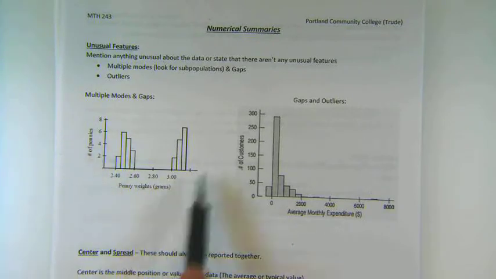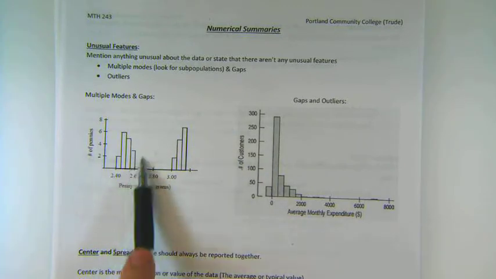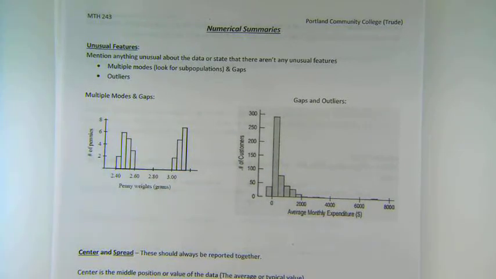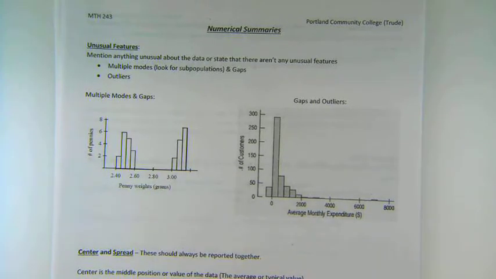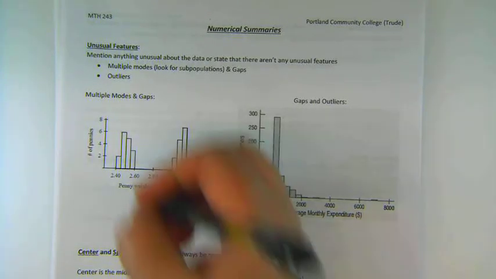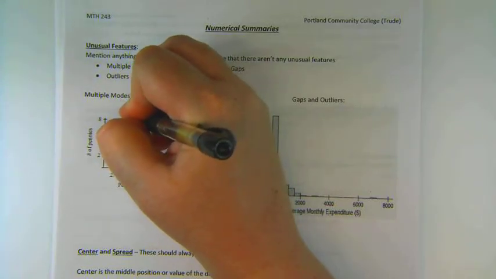So what they're measuring here are the weights of different pennies. So they collected some pennies and then they weighed them. And what this shows is that there's these two subgroupings of weights. And looking this up, these pennies here are actually our current pennies.